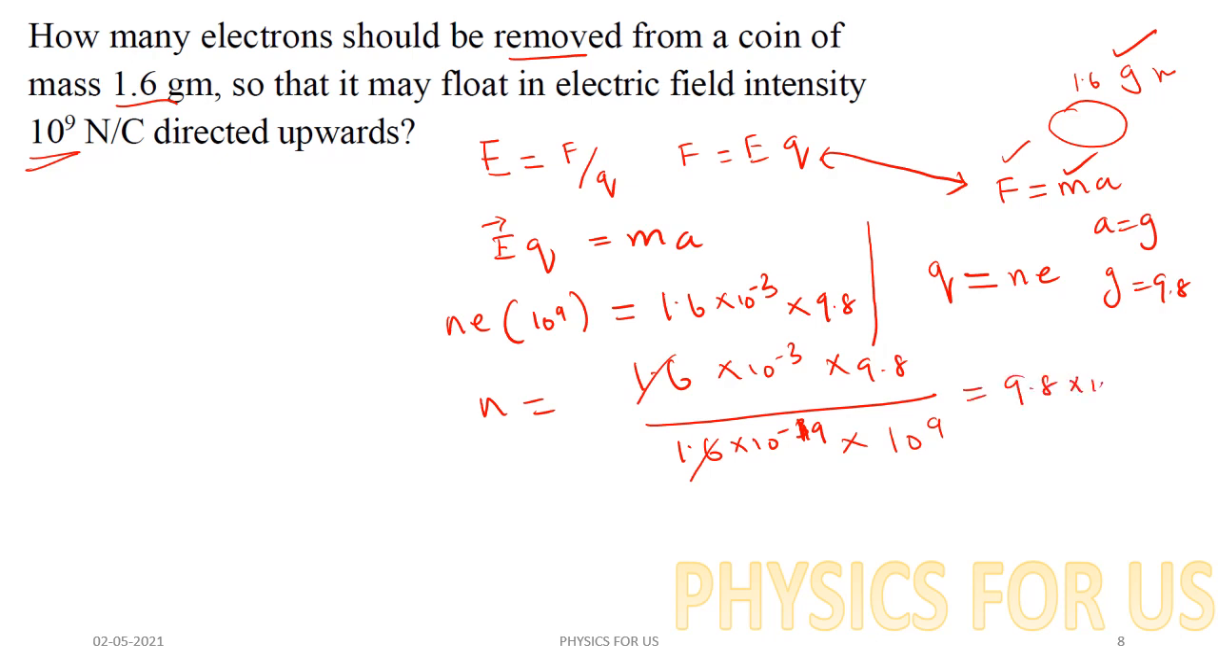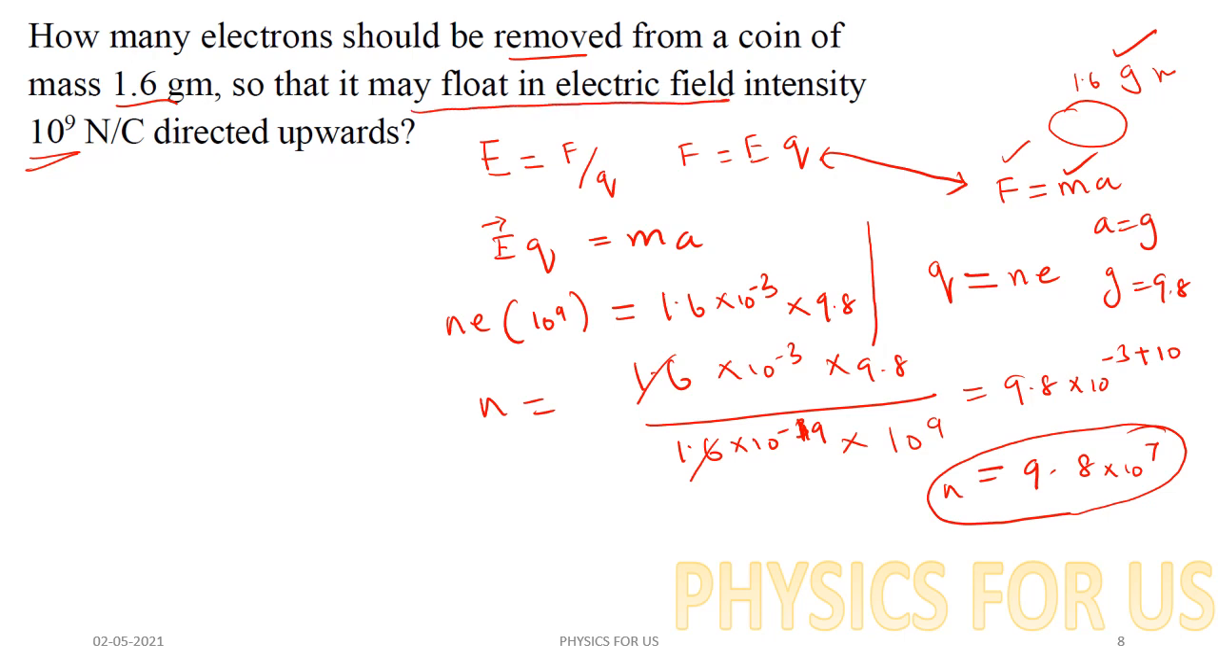Here we have 9.8 into 10 power minus 3 minus 19 plus 9, you will be having 10 power minus 10, plus 10 here, and we get 9.8 into 10 power 7 number of charges or electrons that should be removed in order to float the coin in an electric field intensity of 10 power 9 Newton per Coulomb.